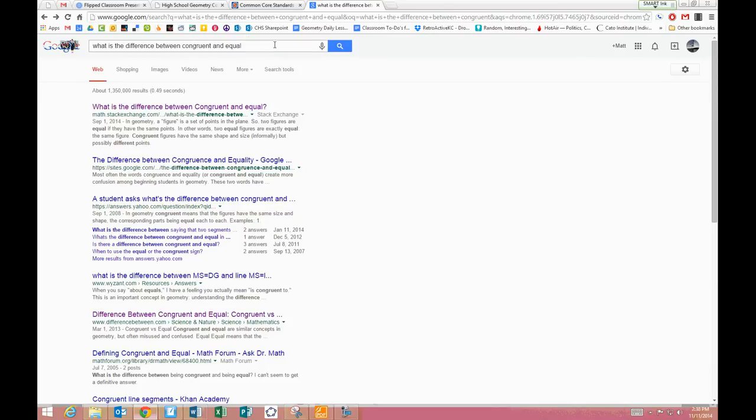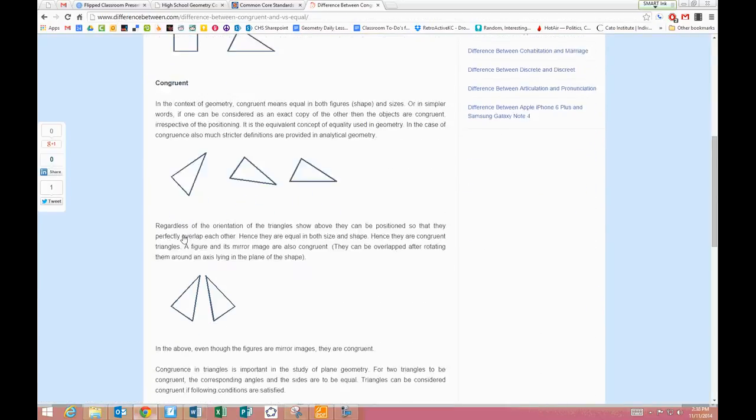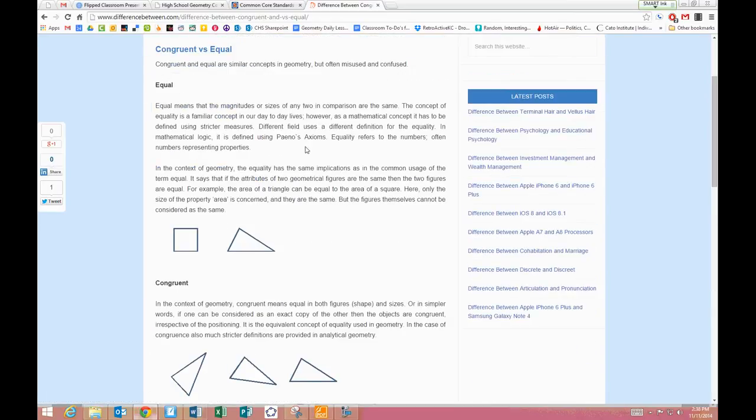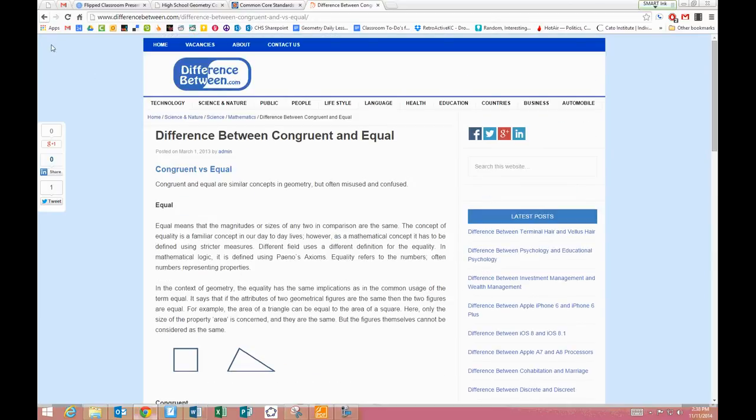All right, please remember that we have a difference between congruence and equality. A simple Google search, like I did here, would help you out. So if you're ever stuck, just do a web search. I typed in what's the difference between congruent and equal. I chose this link down here, and they do a nice job of explaining in detail what each means. Of course, we know the difference is equal is generally with numbers, congruence is with figures.